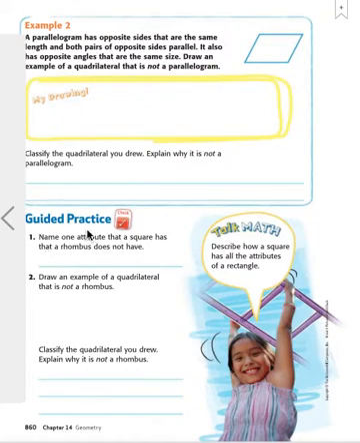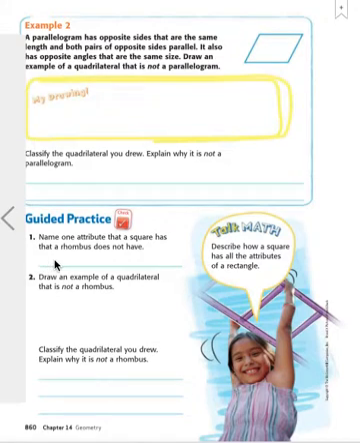All right, let's go to the guided practice number 1. Name one attribute or characteristic that a square has that a rhombus doesn't have. Now go back to page 859 and look at a square and look at a rhombus. They both have 4 sides. They're both equal in length, but the rhombus is sort of pushed over. It looks like somebody pushed over a square. So a square has right angles, but a rhombus has no right angles. So that's what we're going to write here.